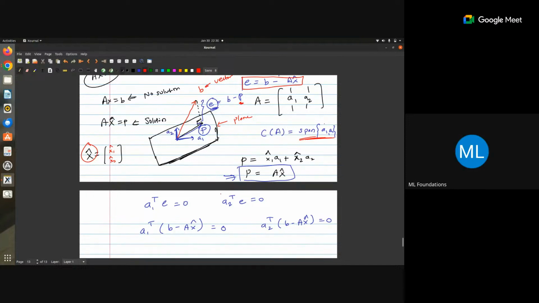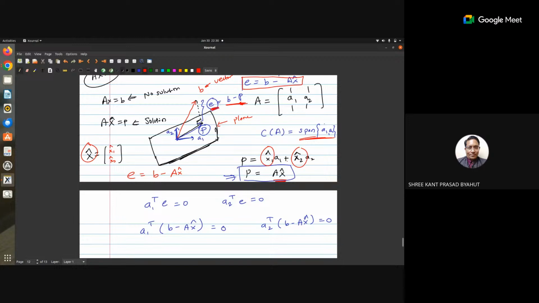So this error vector can be represented as what? B minus P. I'm just saying that P is Ax hat. Now E will be equal to B minus P. That means E equals B minus Ax hat. And what is x hat? It is basically a vector of this, right? I hope this is fine, until this part is okay.